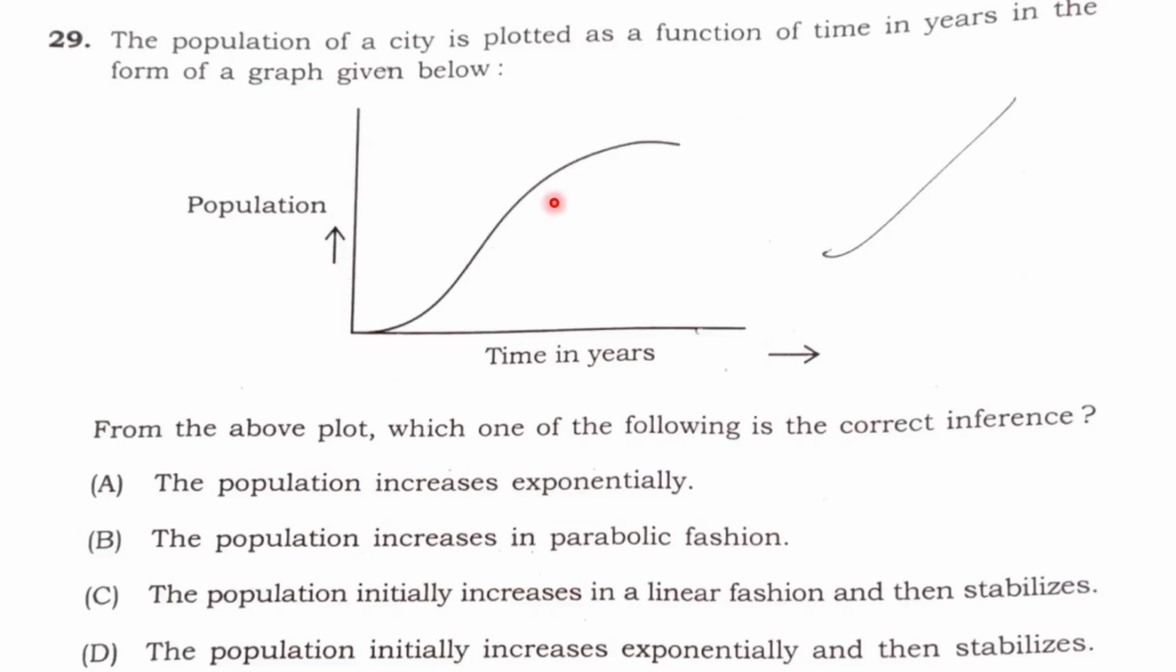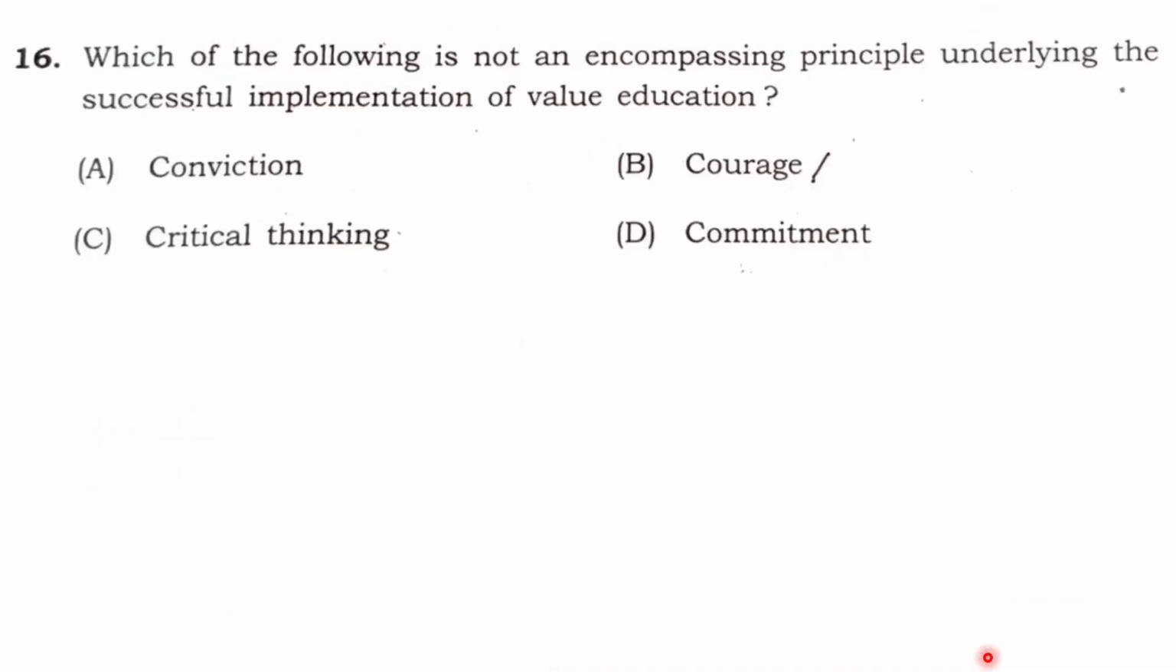Here a plot and the type of the plot is asked. We see that it is gradually increasing, not linearly but gradually increasing to a very high extent, and then it reaches a plateau. So this structure is known as an exponential structure, and then it stabilizes here. So the correct answer should be the population initially increases exponentially and then stabilizes.